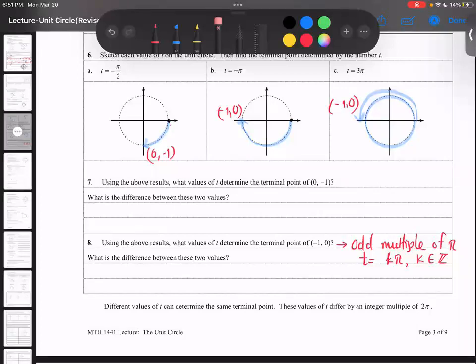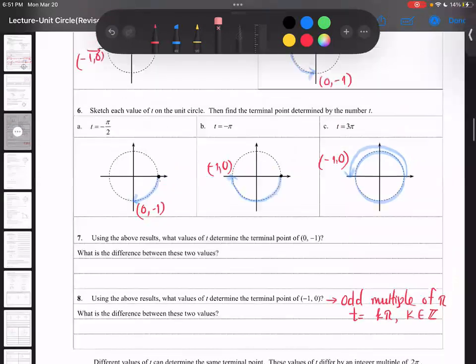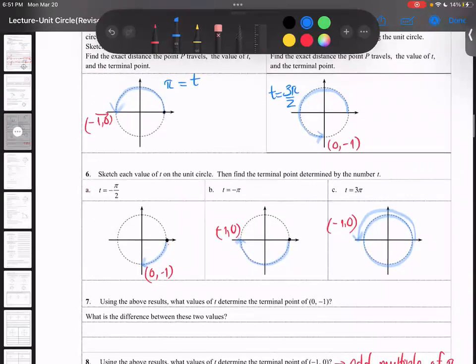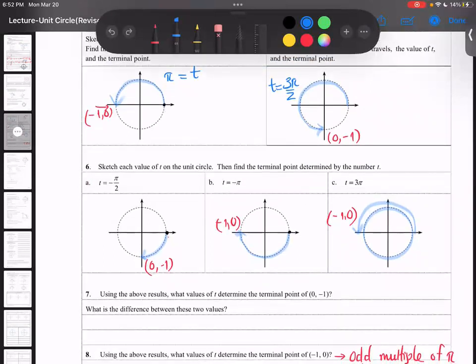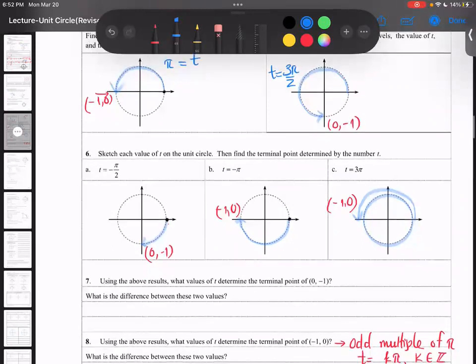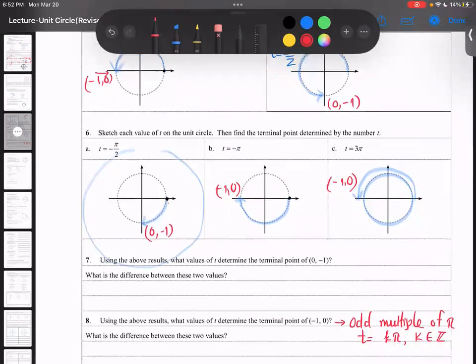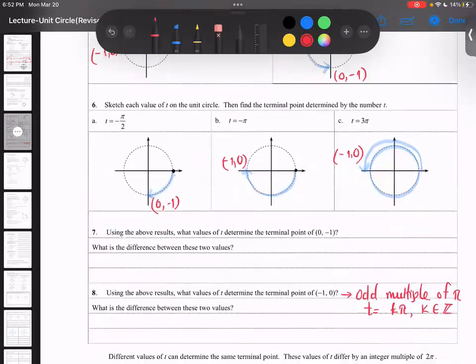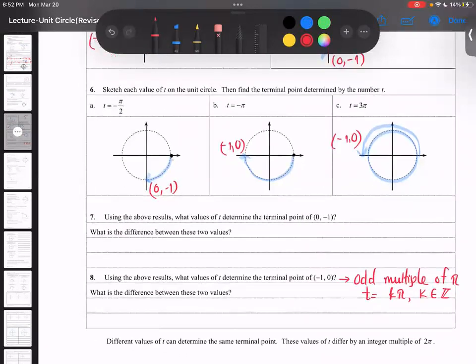Well, let's talk about the specific values before we actually construct a general formula. Let's take a look at this problem, that one I circled in blue. If you go 3 pi half, you end up at (0, -1). If you look at 6a, if you go negative pi half, you end up at (0, -1). So I have negative pi half. I go negative pi half. What else? 3 pi half.